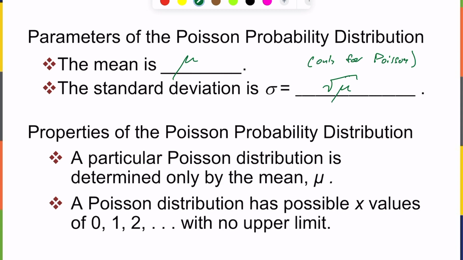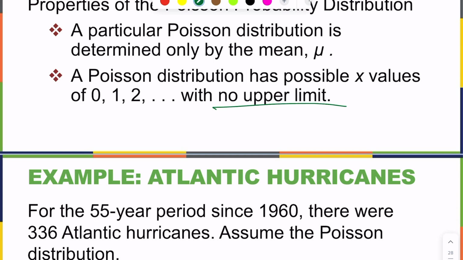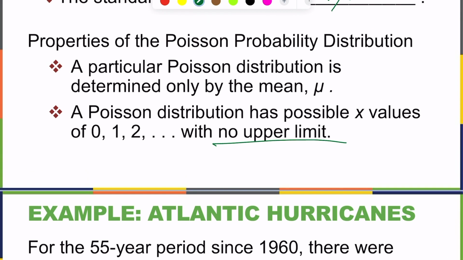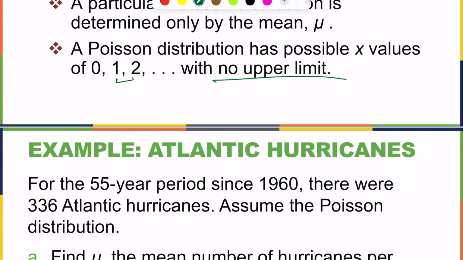Properties of the Poisson probability distribution. A particular Poisson distribution is determined only by its mean mu. A Poisson distribution has possible values of x that go all the way to infinity with no upper limit. It's still discrete, even though it's infinite, because it fails the in-between test. There is no number of occurrences in between 1 and 2, so it's not a continuous random variable. It is a discrete random variable.